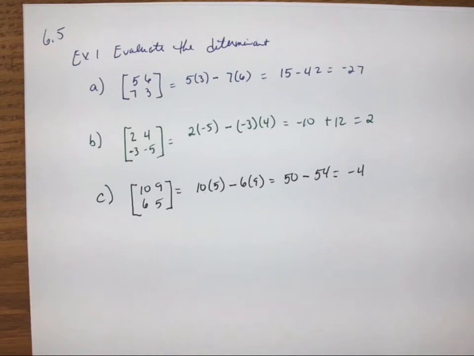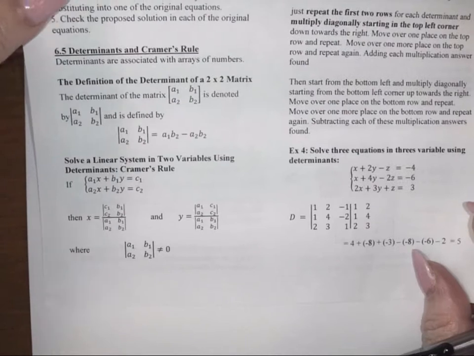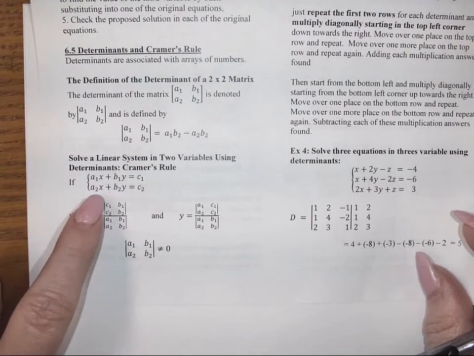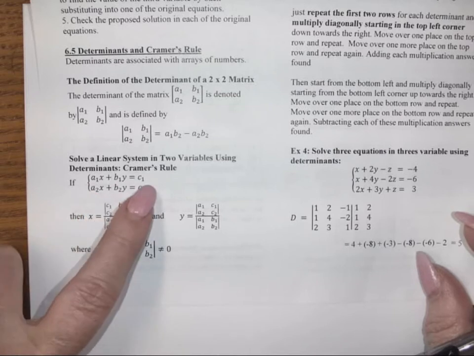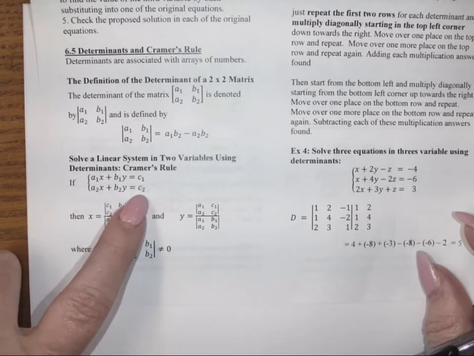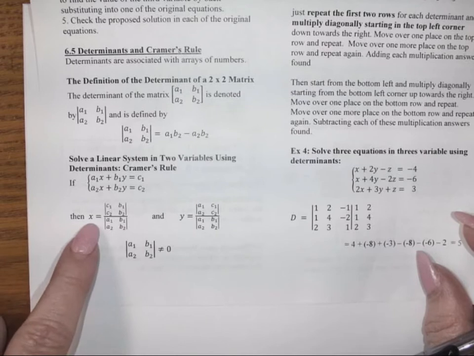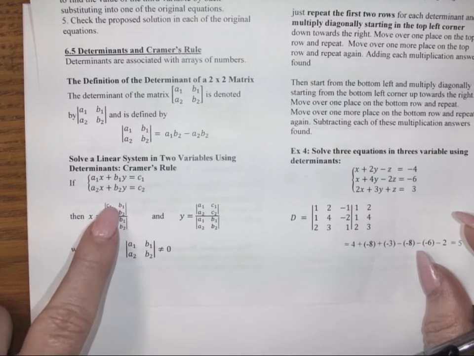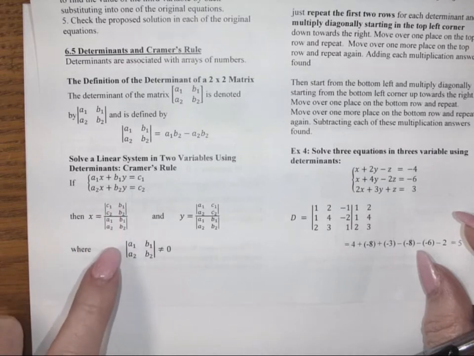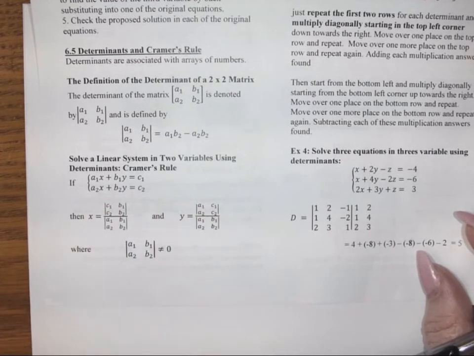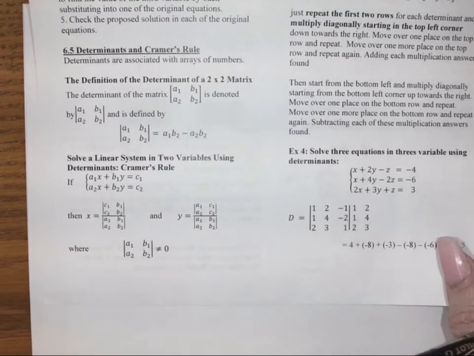So let's use the determinants and Cramer's rule to solve some systems of linear equations. This is what our system looks like, where we have our a sub 1, b sub 1, c sub 1, a sub 2, b sub 2, and c sub 2. Our x is going to be the determinant D_x over the D. This is the fancy way to look at it. And of course the determinant can't be 0 because it's in the denominator.